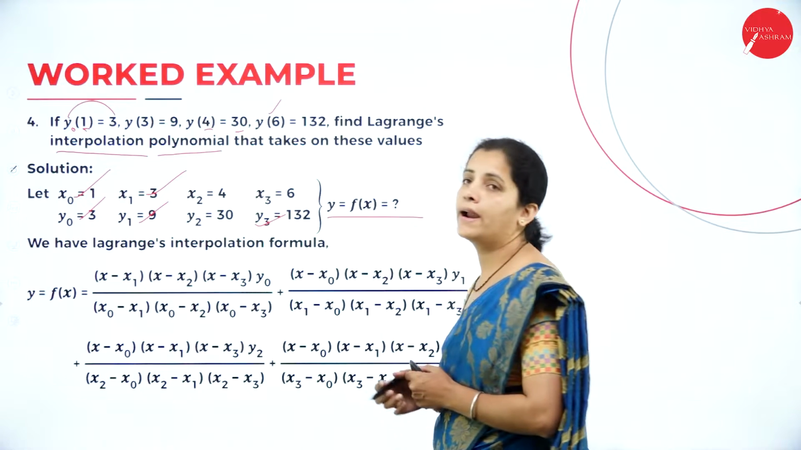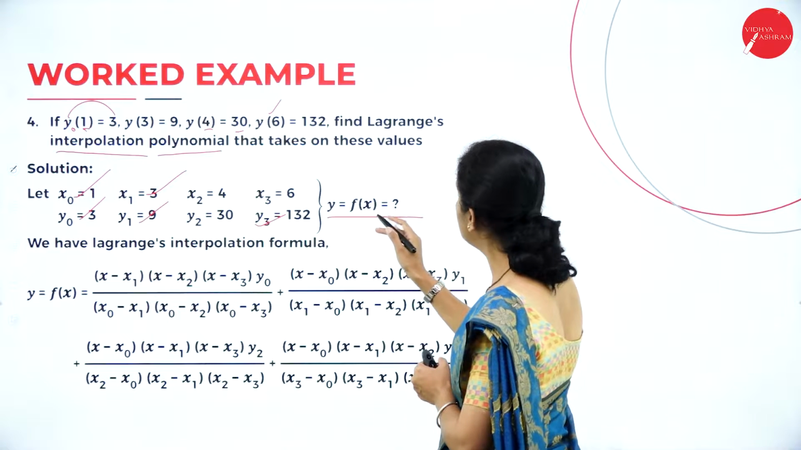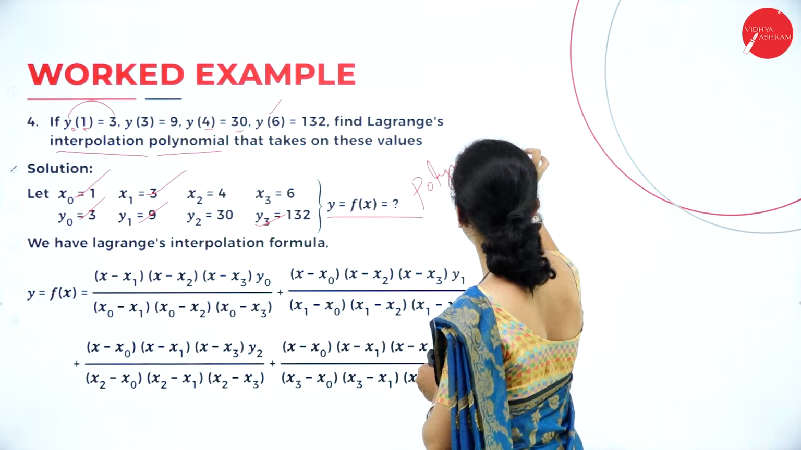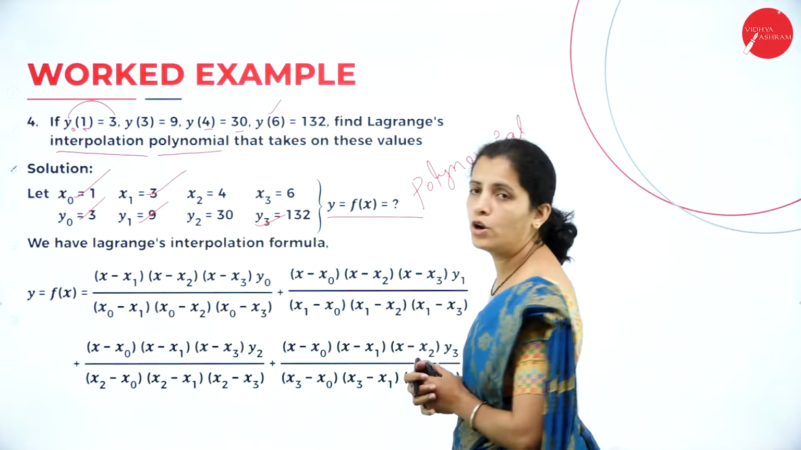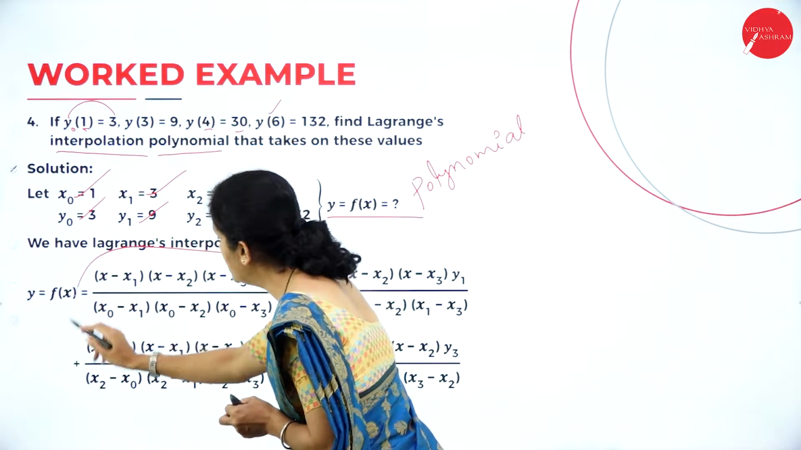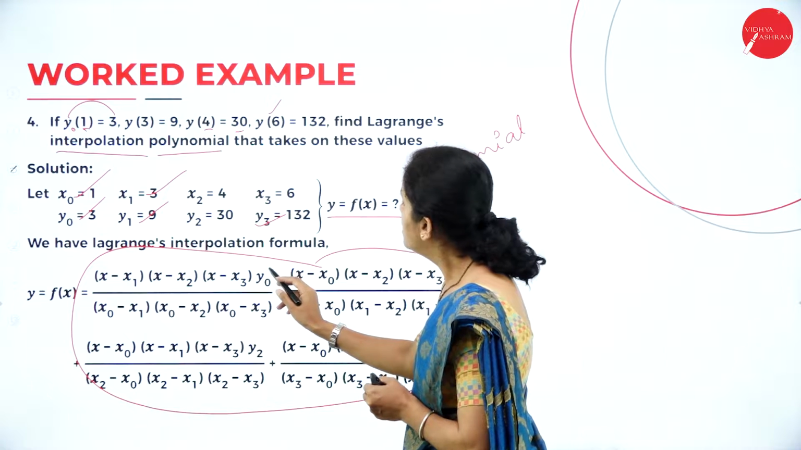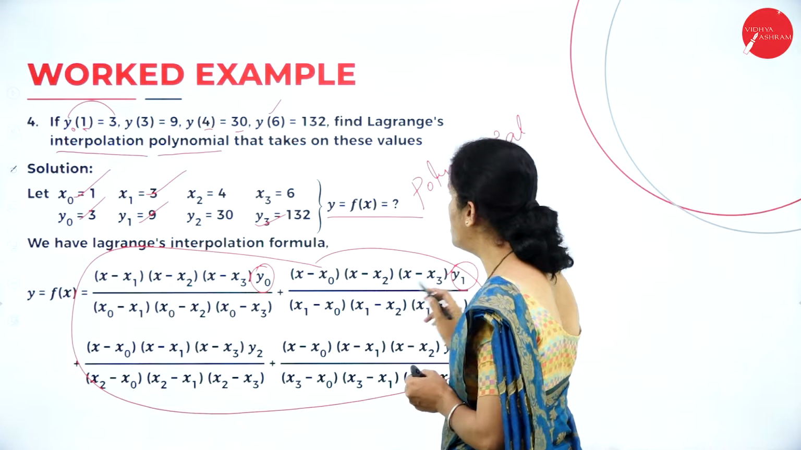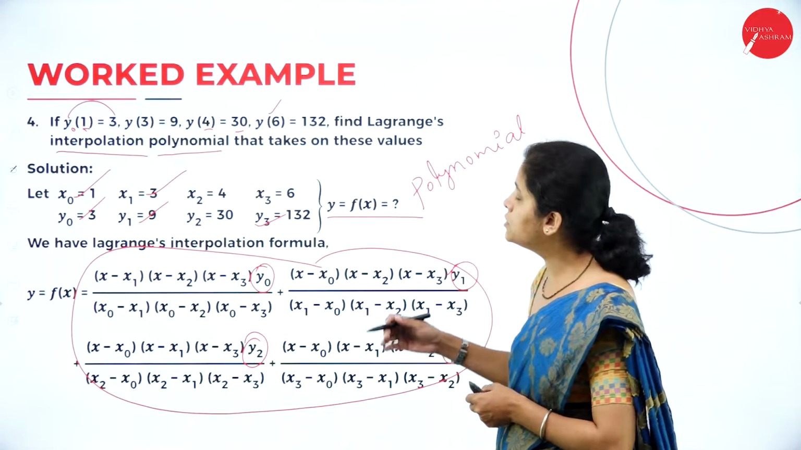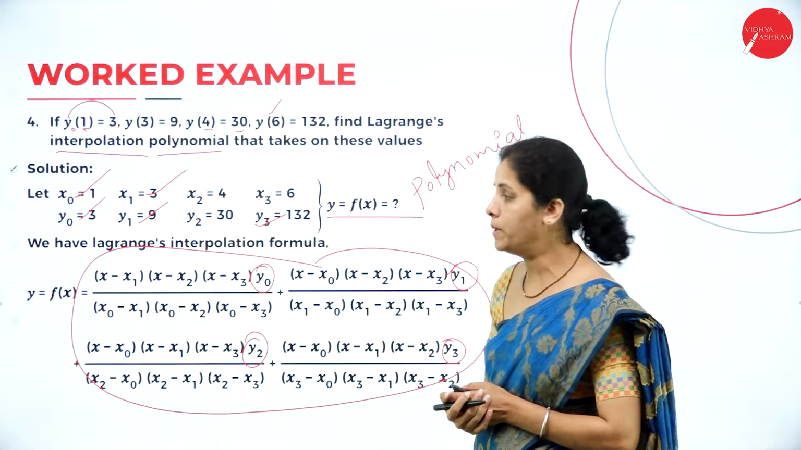And I want to find out f of x. So, what is f of x here? That is nothing but the polynomial equation. I want to find the polynomial equation. Now, I have the Lagrange's interpolation formula. Now, I have y0, y1, y2 and y3. Based on my table of content, I'm going to construct the formula.